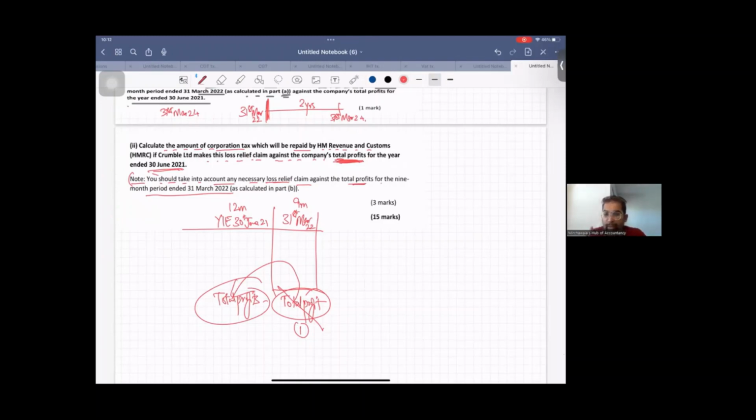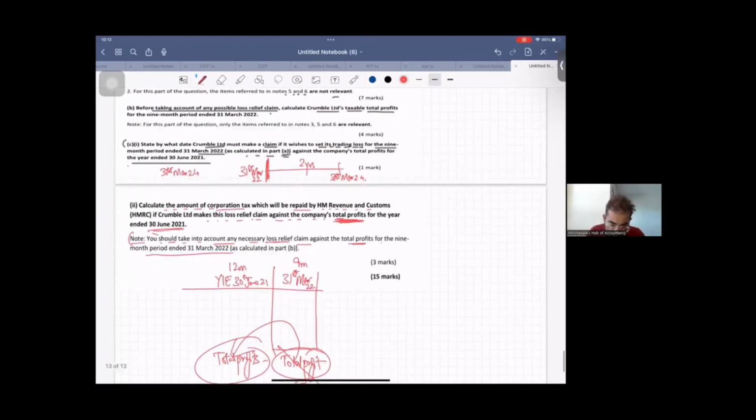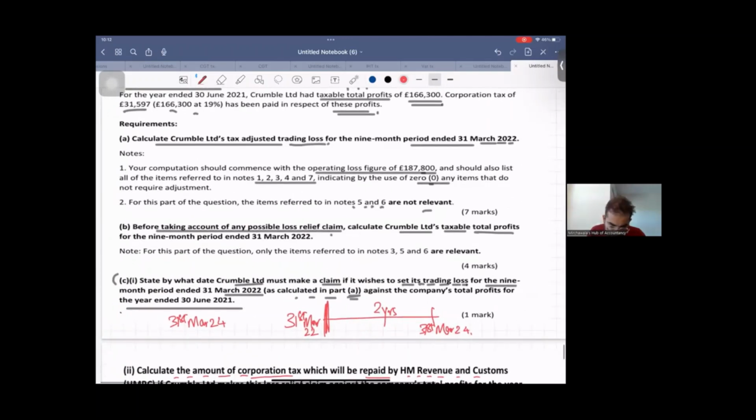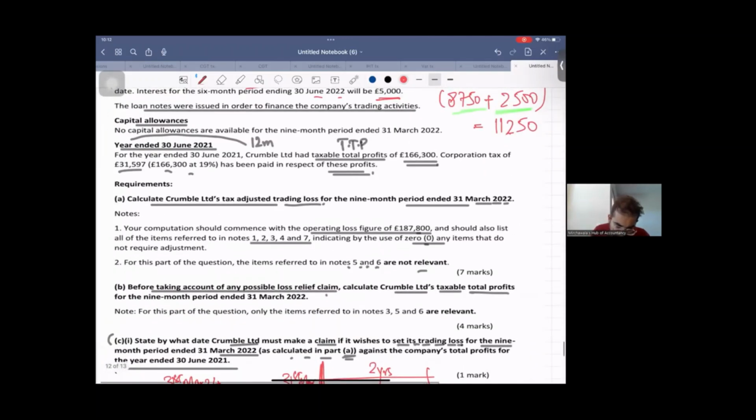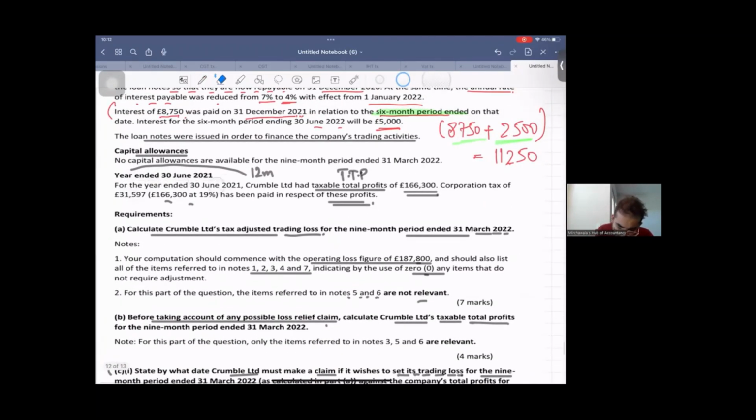One thing which I would like to highlight before I change the screen: all of you, please look at this number. For the last 12 months, total taxable profits are 166,300. Please write it somewhere because I'll change the screen. This much profit we have in the last year.